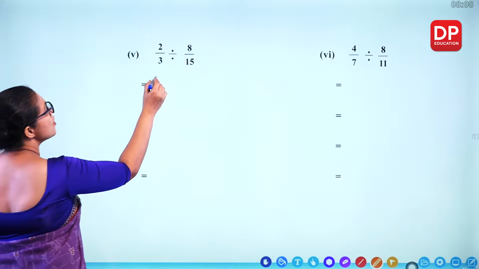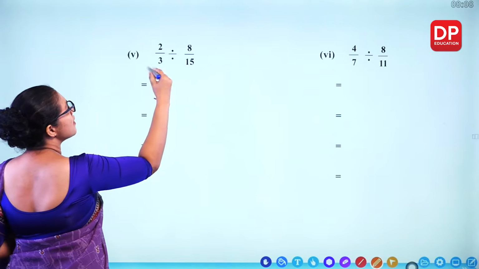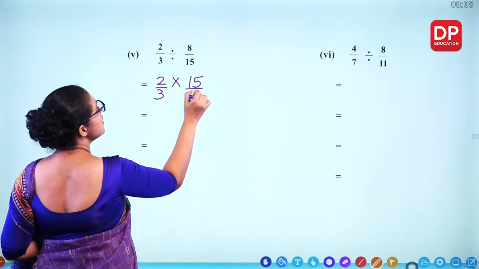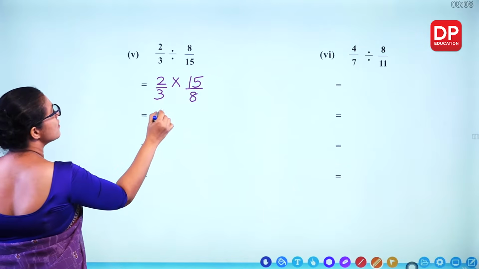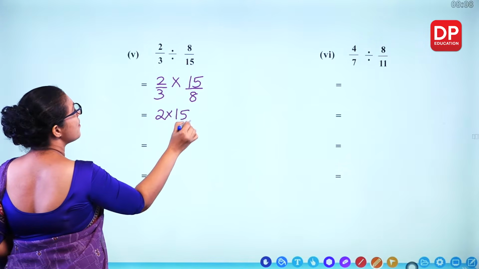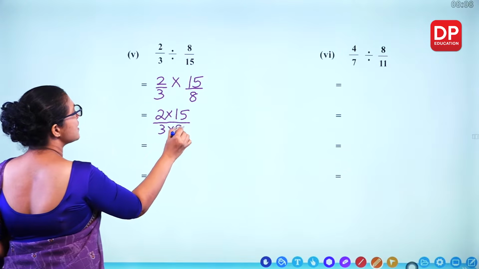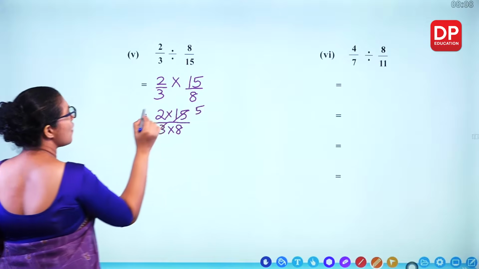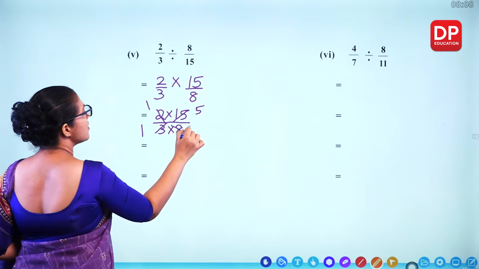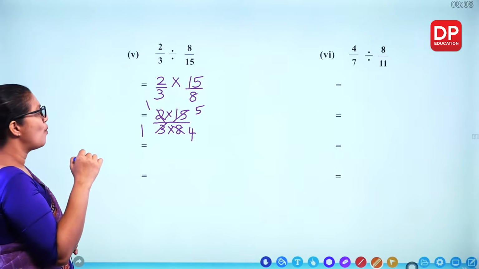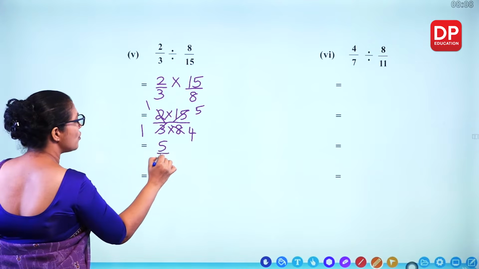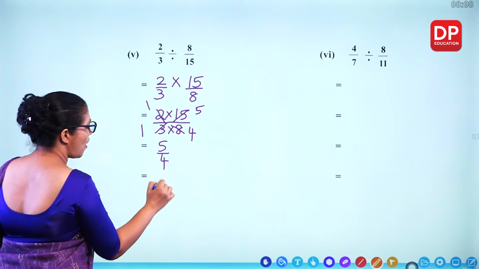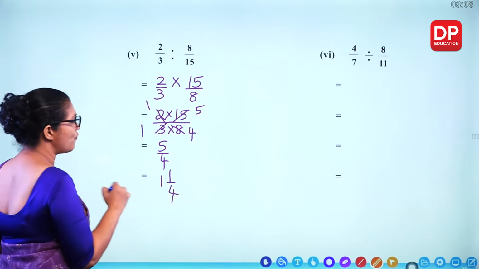This one, 2/3 convert to multiplication by its reciprocal, 15 over 8. So multiply the numerator separately, denominator separately. 3 times 1, 3 times 5. 2 times 1, 2 times 4. So 5 over 4 you can write as a mixed number, 1 and 1/4.